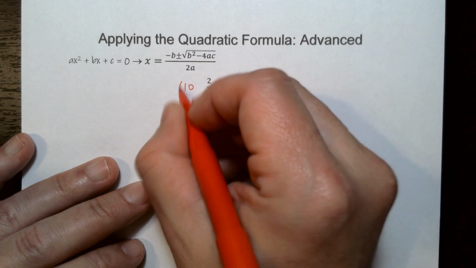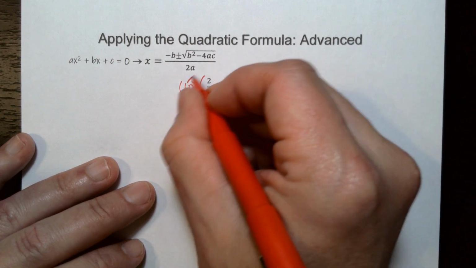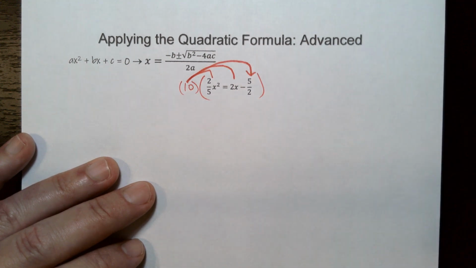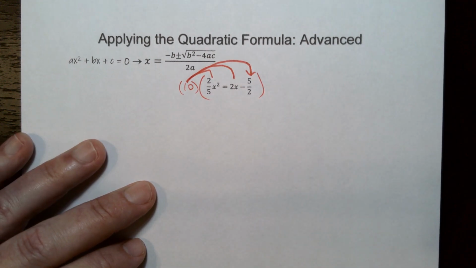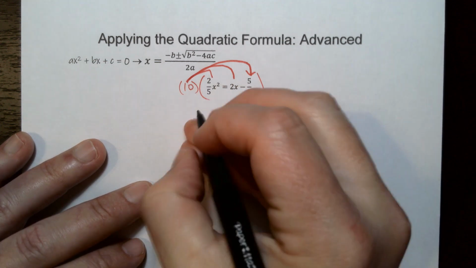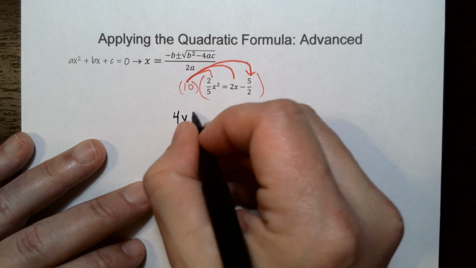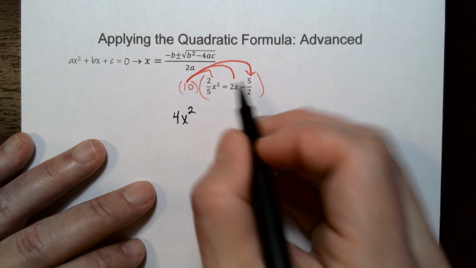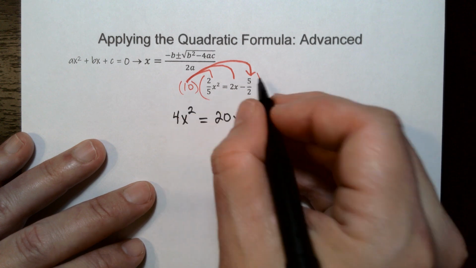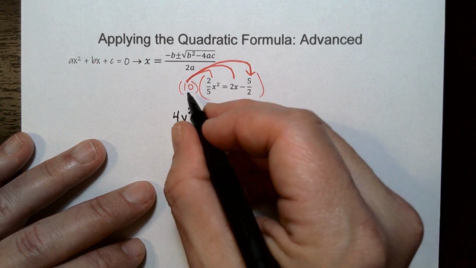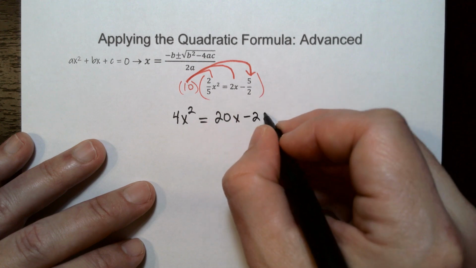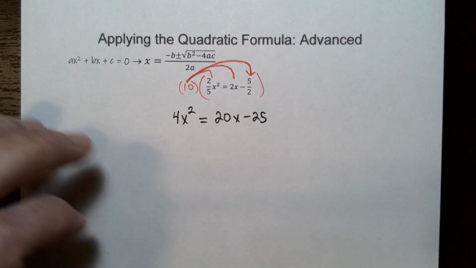So 10 times, and I'm going to multiply here, here, and here. Okay, so if I multiply 2/5 times 10, that would be 20 over 5, which is 4. Okay, so you get 4x squared. If I multiply 10 times 2x, it is 20x. And if I multiply 10 times negative 5 over 2, 10 times 5 is 50, divided by 2 is 25, so negative 25. Okay, so we've gotten rid of all the fractions.